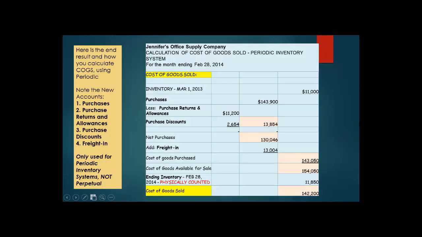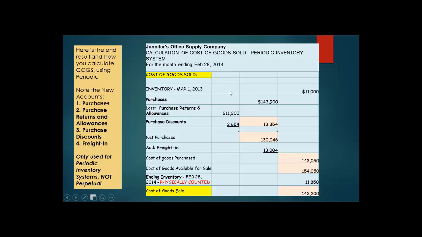So here's part of the multi-step income statement for companies that use periodic inventory. So earlier I showed you the full multi-step income statement for Jennifer's Office Supplies. And you had one line on that statement for cost of goods sold, $142,200. For periodic, it's a little more complicated, but it should make sense to you.